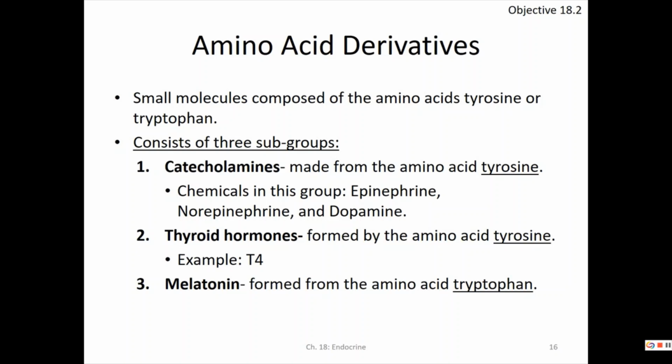Catecholamines. Can elephants never die? Catecholamines, made from tyrosine. Catecholamines are epinephrine, norepinephrine, and dopamine.